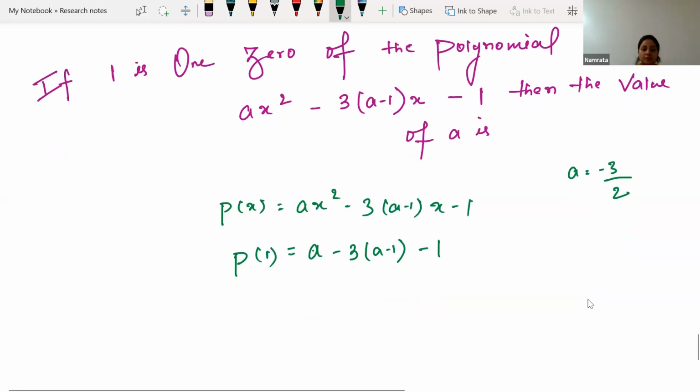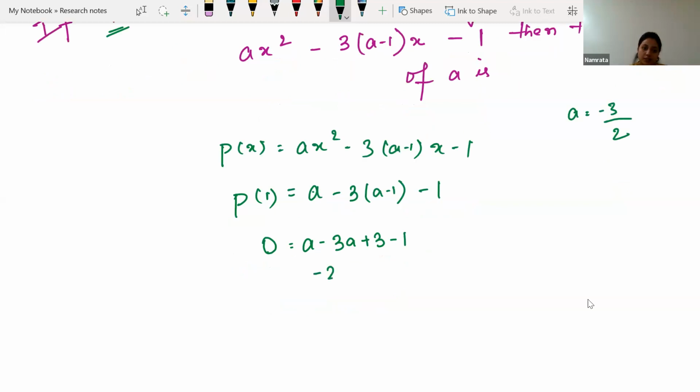Then it will be a minus 3a, minus 3 is minus 1. Is it minus 3 or plus 3? Plus 3, sorry, plus 3. Plus 3 minus 1 is equal to 0. Why 0? Because it's the root. Zero, root, solution. These are all synonymous words. So 1 is the solution of this equation.